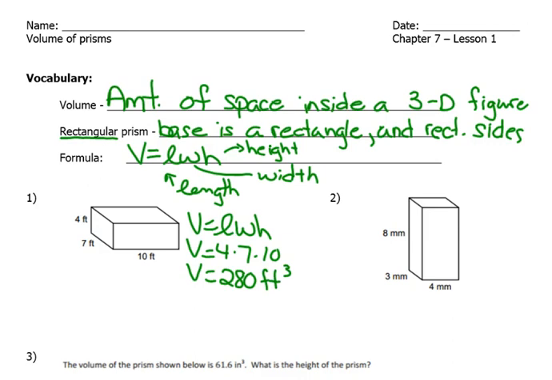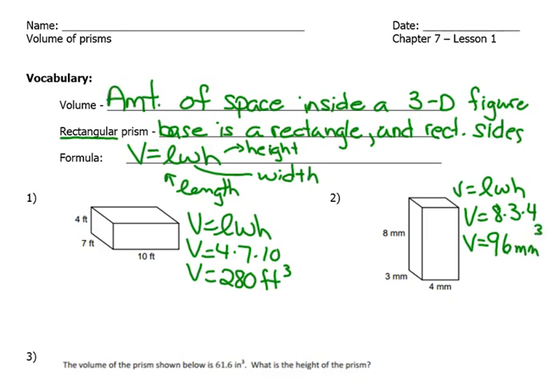For number 2, we have another rectangular prism. So my formula, LWH, fill in my numbers, 8 times 3 times 4, which when I put that into my calculator, hopefully I get 96 millimeters cubed. Again, this is a review from last year.